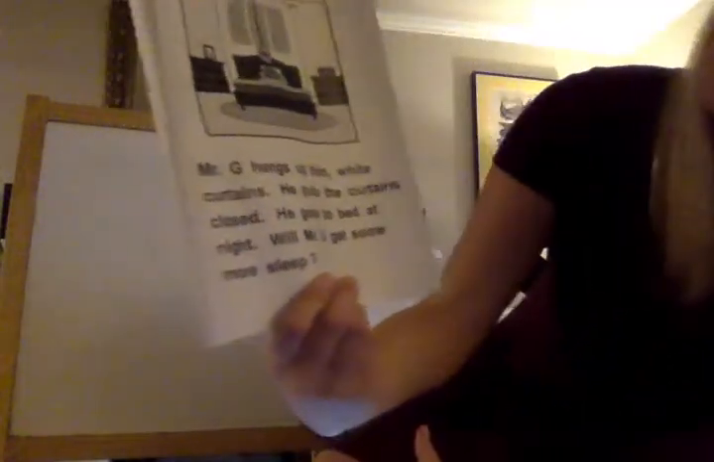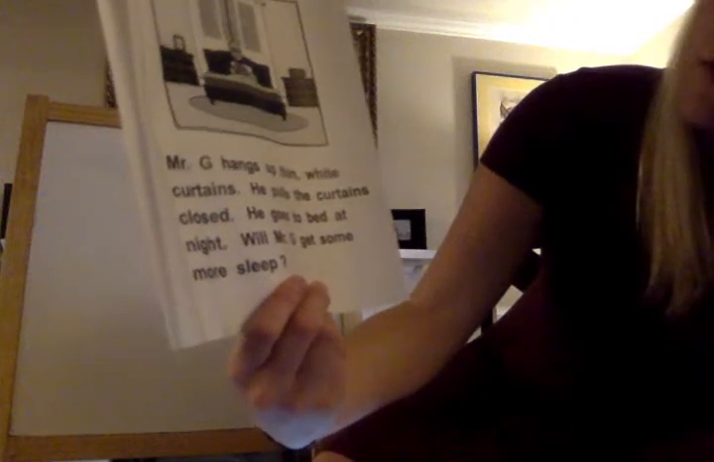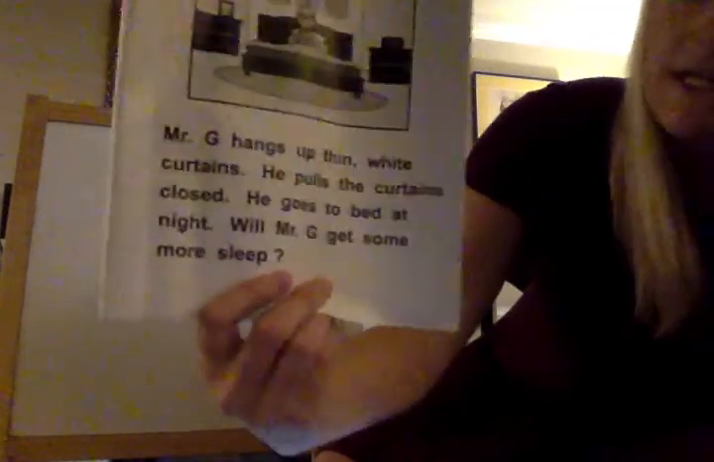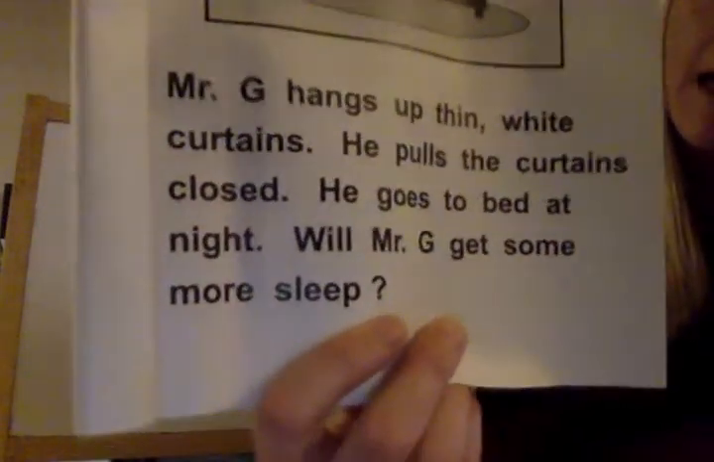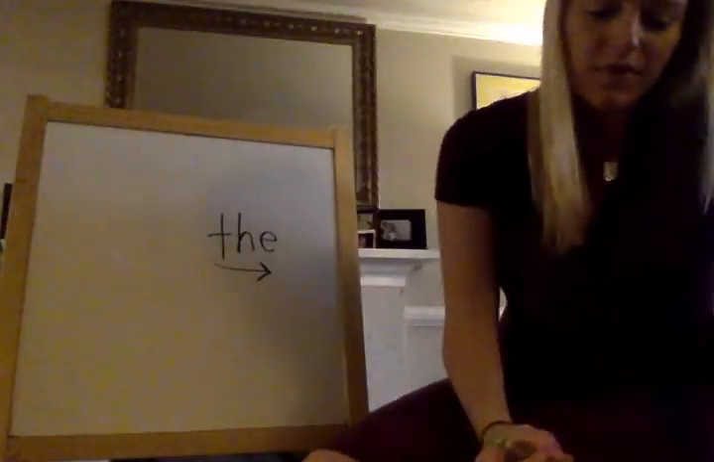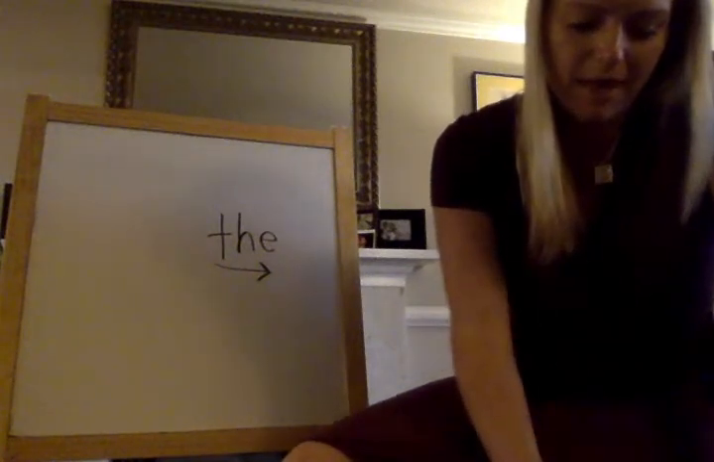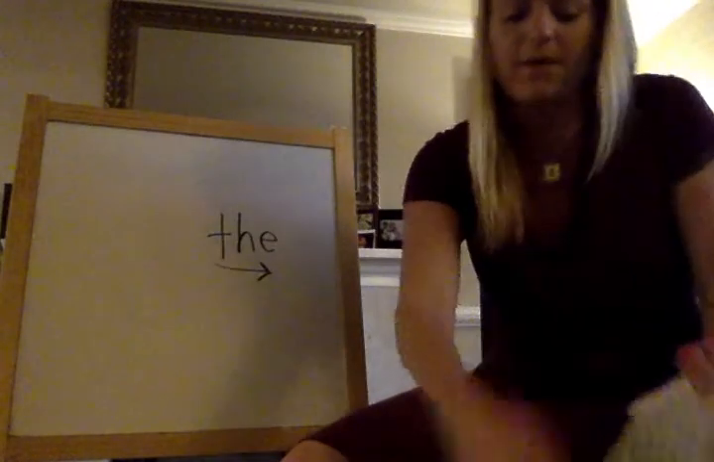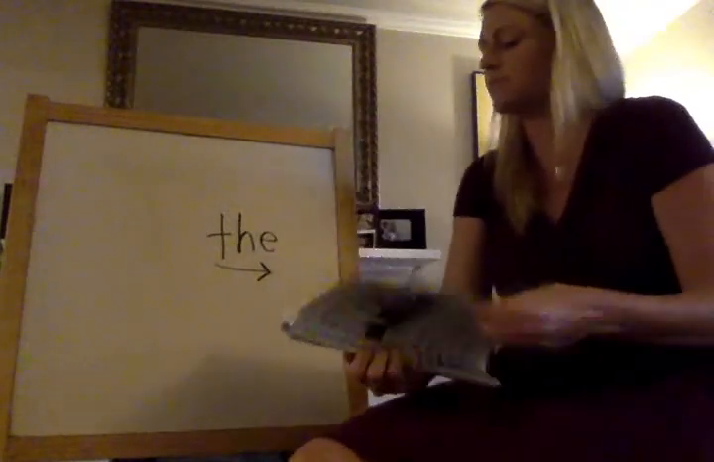Page 3. Mr. G hangs up thin white curtains. He pulls the curtains closed. He goes to bed at night. Will Mr. G get some more sleep? How many times do we see the word the on page 3? We have it 1 time. Color the word the on page 3. I am using my green crayon and I have it right here. T-H-E. The. All right, turn the page to page 4.